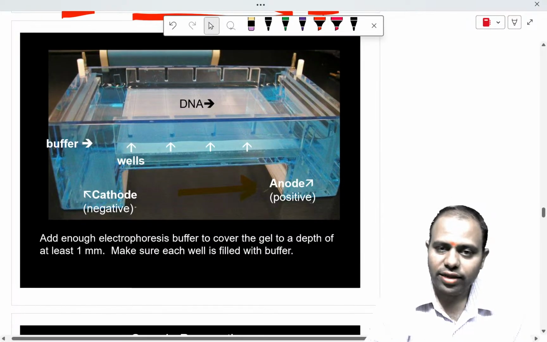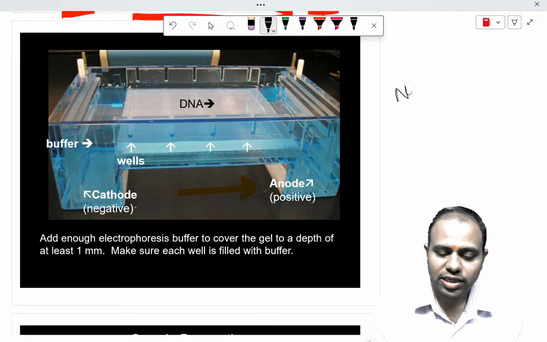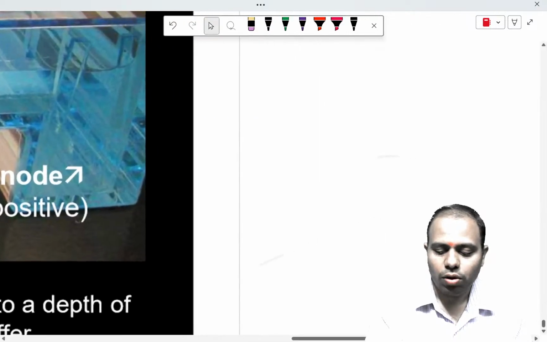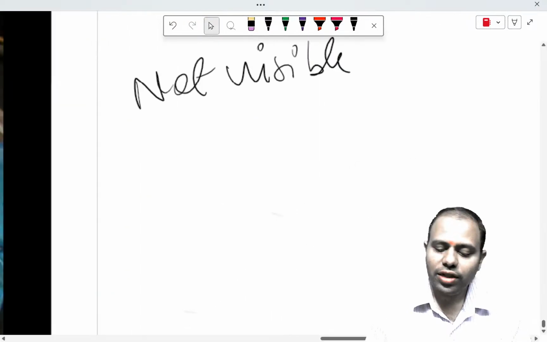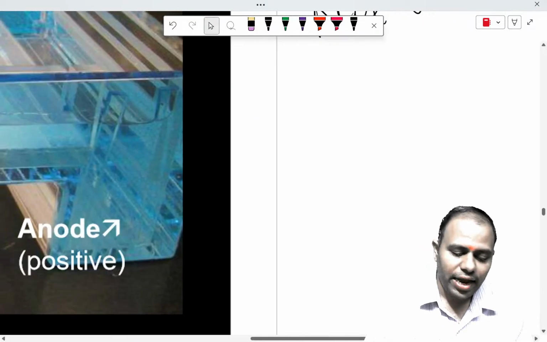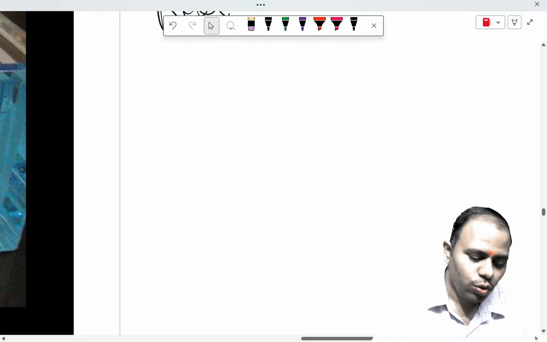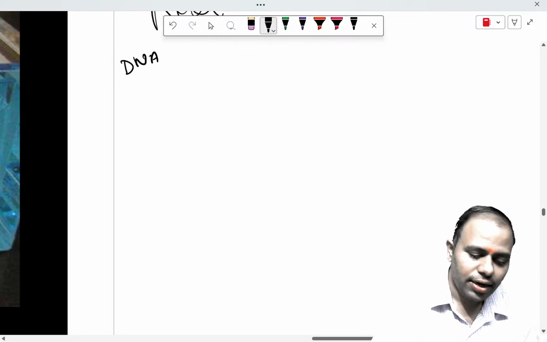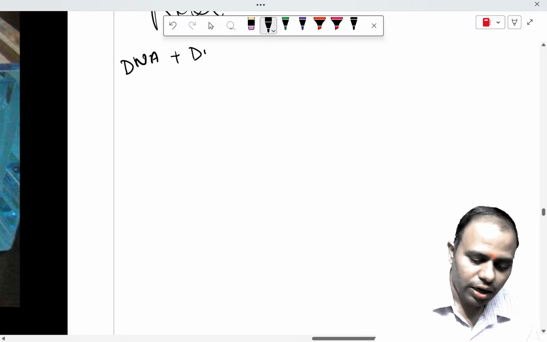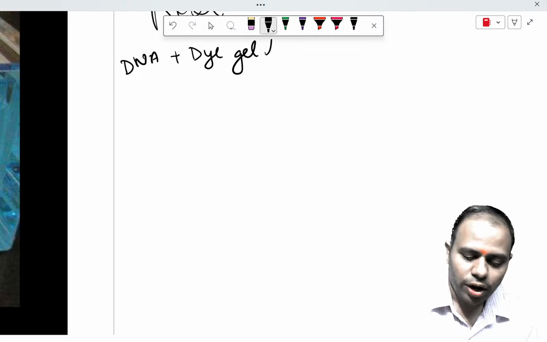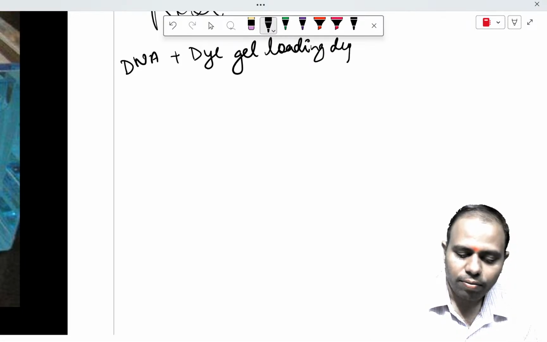Now, the DNA solution that is taken in vials is not visible. So when we are loading the DNA onto the agarose gel, at that time we have to add the DNA solution along with the dye. This dye is generally called gel loading dye. This is made up of different components.